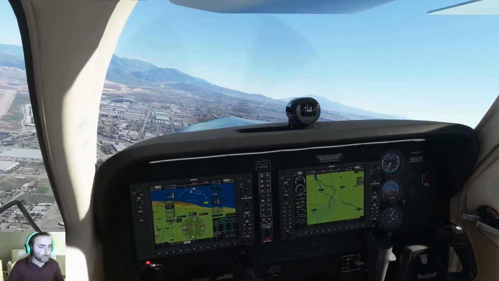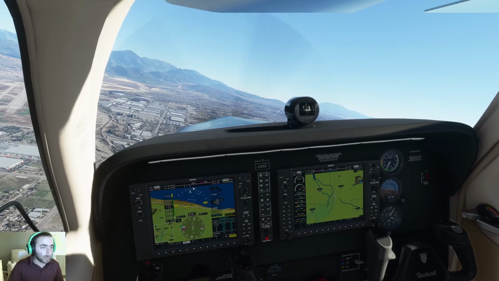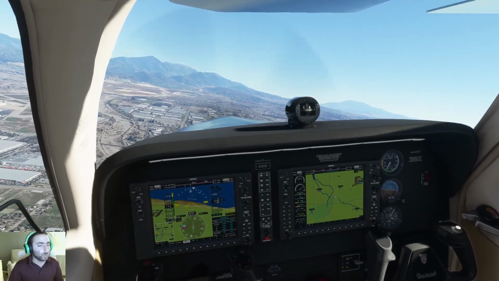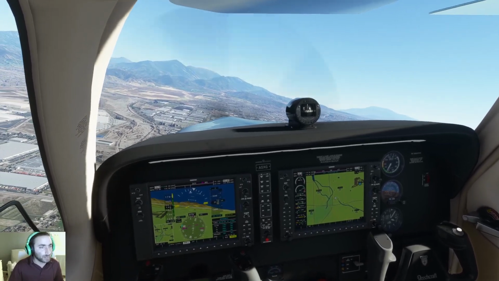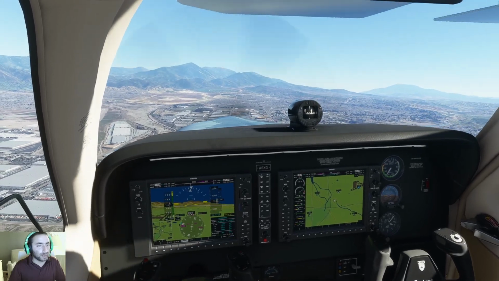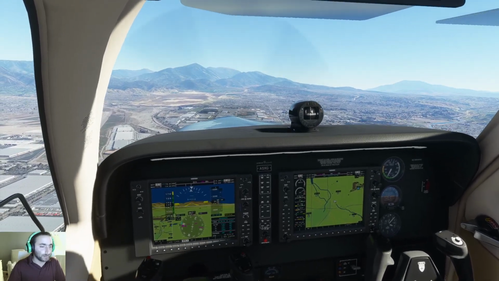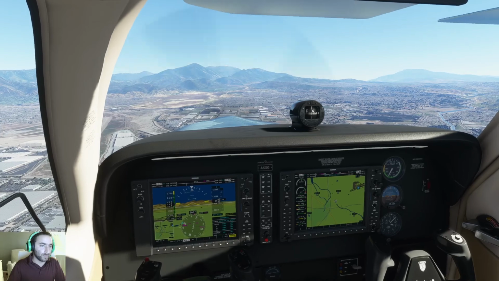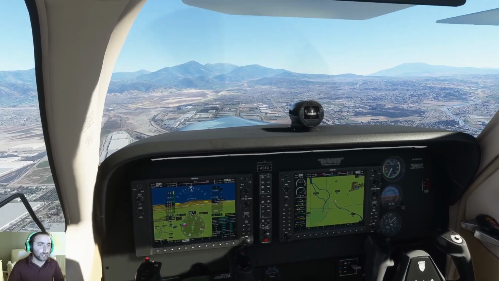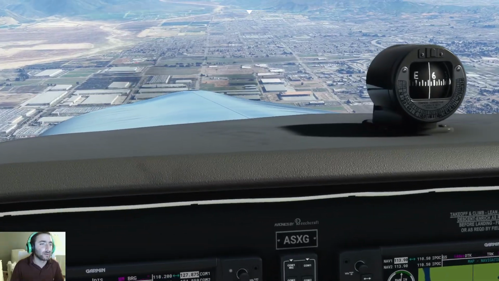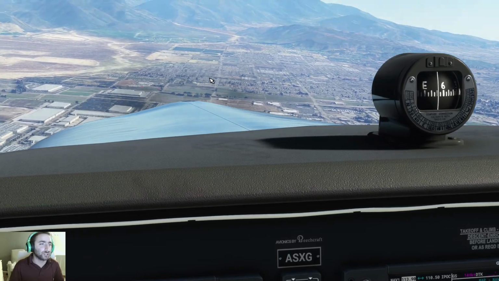All right, now we're going to turn to a 066 heading. That's what we've calculated. Now, the airport's only about 9 miles away, and that's actually straight ahead. If we fly this heading, we should actually get straight to it. And if we zoom in, the airport is actually straight ahead of us.